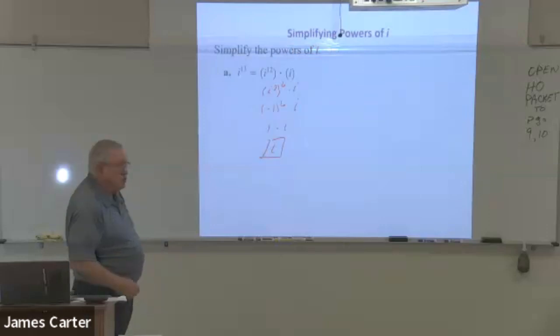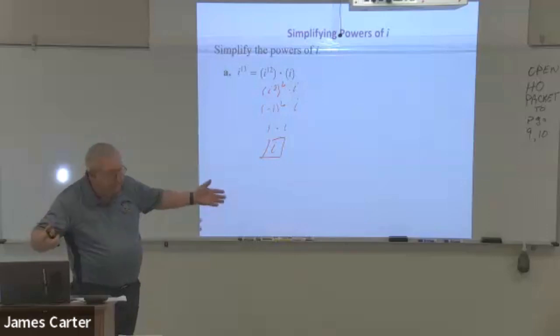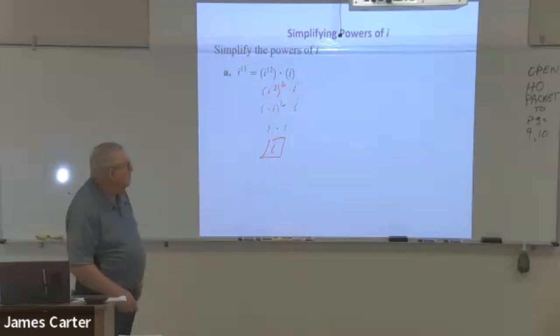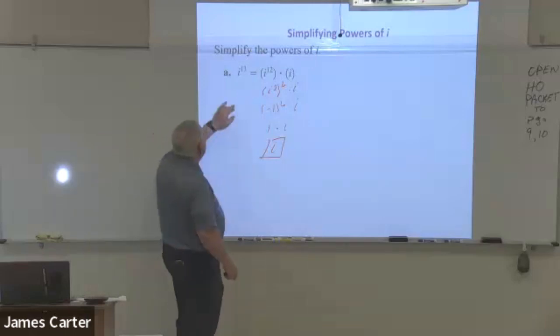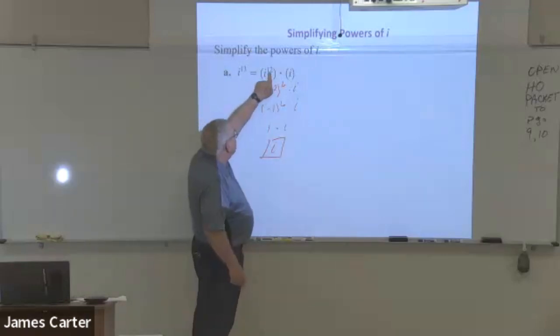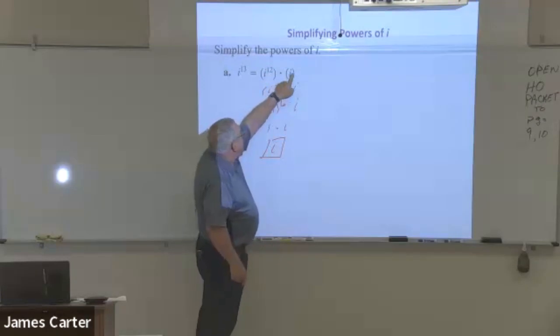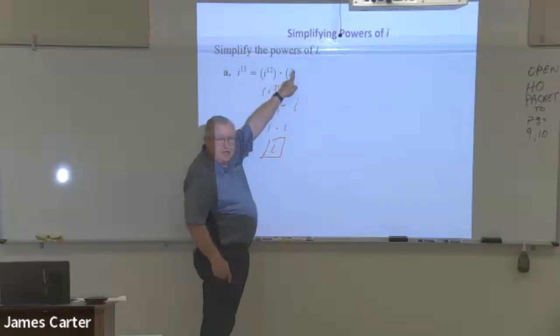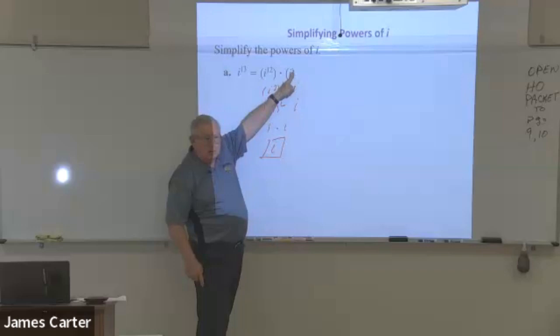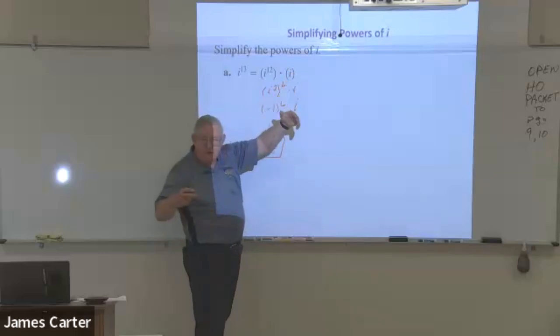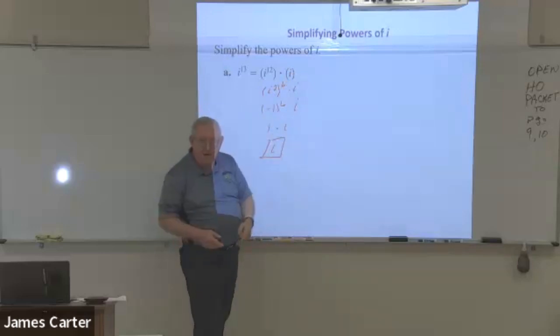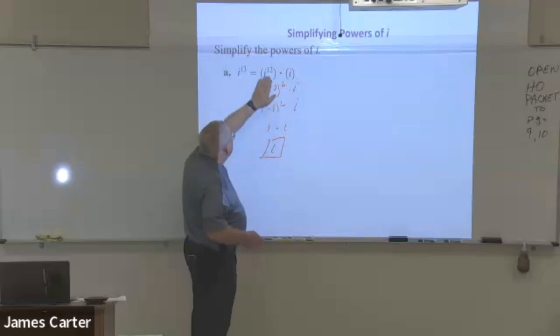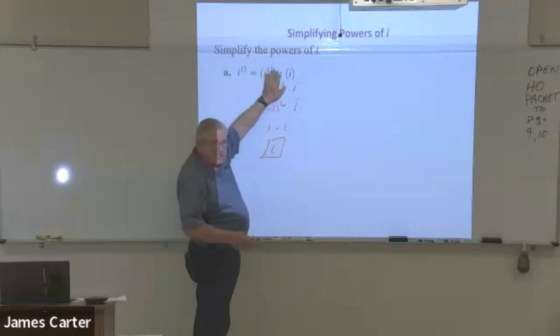Here I have the first one worked already completely. i to the 13th. Now, I don't know why in the world you would ever have that value, but we need to know how to deal with it. What you do is you break it down into an even power times an odd power, because there's a hidden first power behind this one. There's a hidden first power behind anything that doesn't have a power shown. So we have an even one and an odd one, and the biggest even one you can.